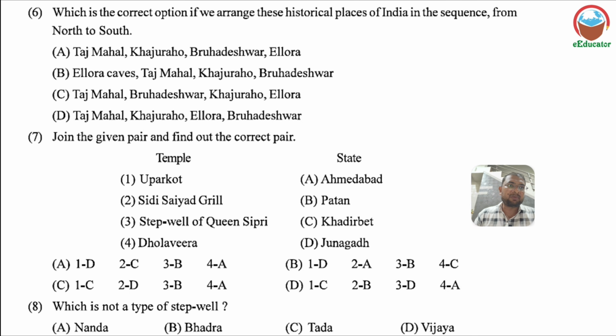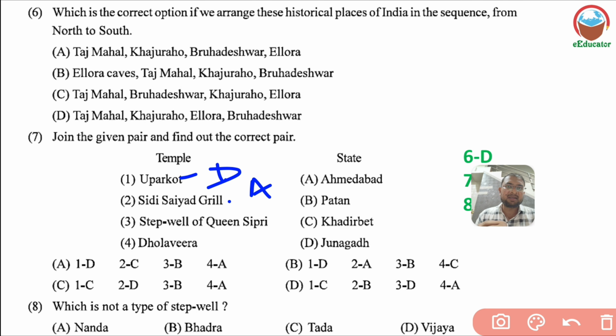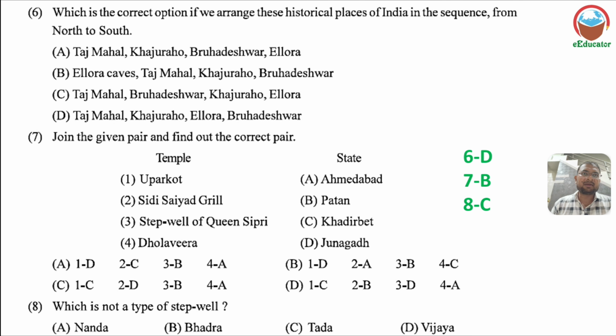Join the given pairs. Uperkot is found in Junagadh, that is D. Siddhi Sayed Jali is located in Ahmedabad, that is A. Stepwell of Queen Shipri, Shipri will not come here, Shipri is wrongly given. Stepwell of a Queen, Rani ni Vav, is in Patan, so B. And Dholavira, Dholavira Khadir also. So D A B C. This is the option. Which is not a type of stepwell? Tada is not a type of stepwell. So answers: 6 D, 7th B, and 8 has option C. The yellow colored box in the textbook gives the types of stepwell.